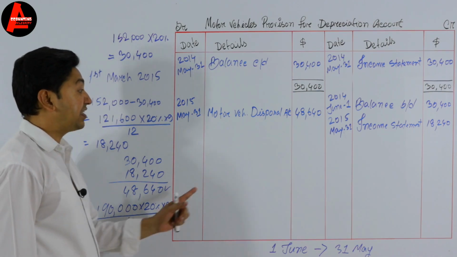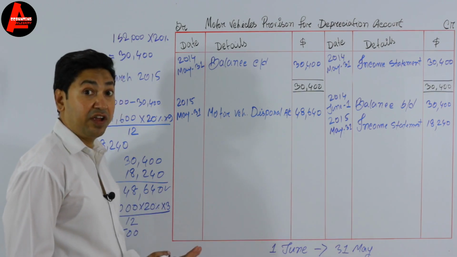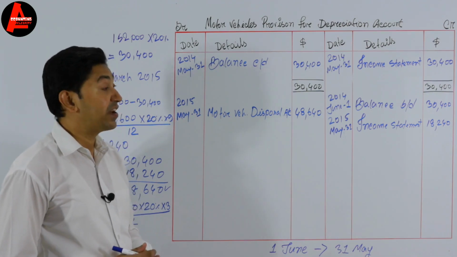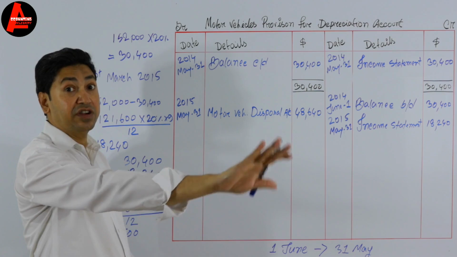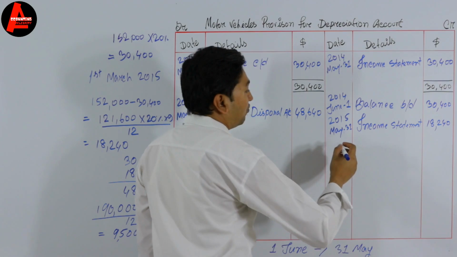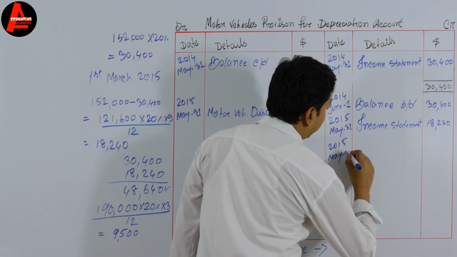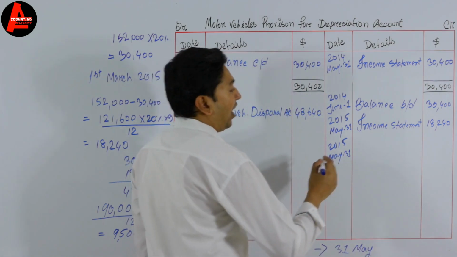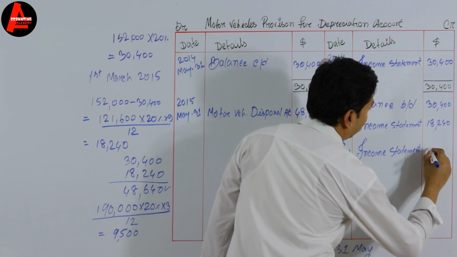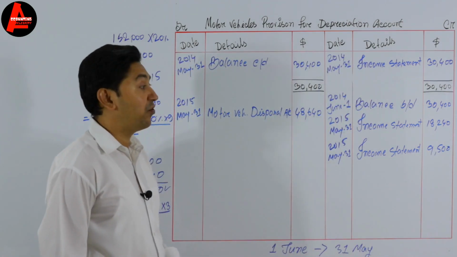So what to write, this side or this side? Never say this side, okay, because depreciation always comes on the credit side, okay. When you transfer depreciation, we need to write income statement always on the credit side of the provision account, okay, don't forget. So come here again, we'll write the same date 2015, financial year ends on 31st May. We'll write here 31st May, and we have to write here income statement. So here it is $9,500. Okay, this step 4 is done.